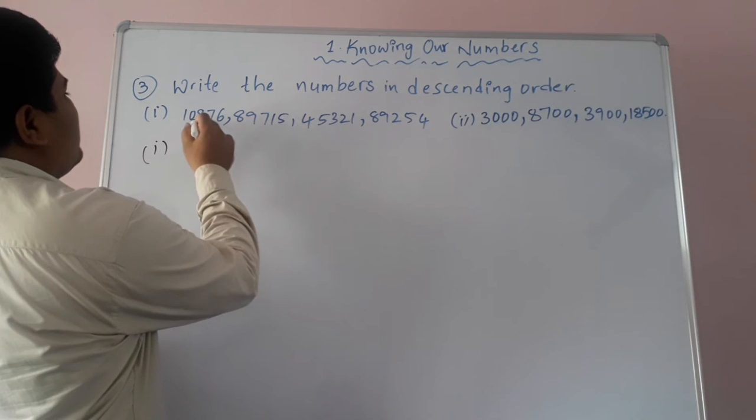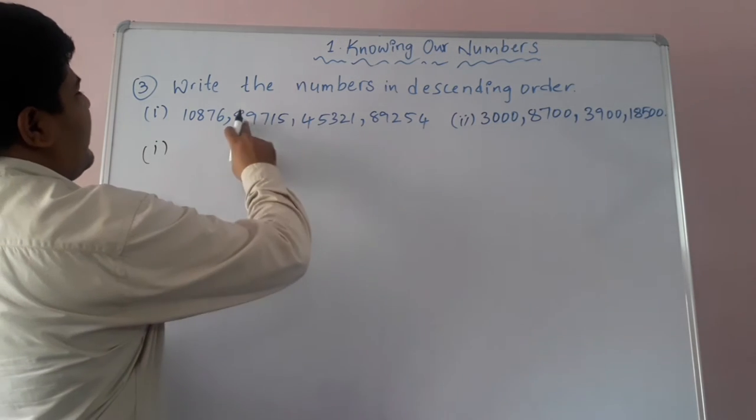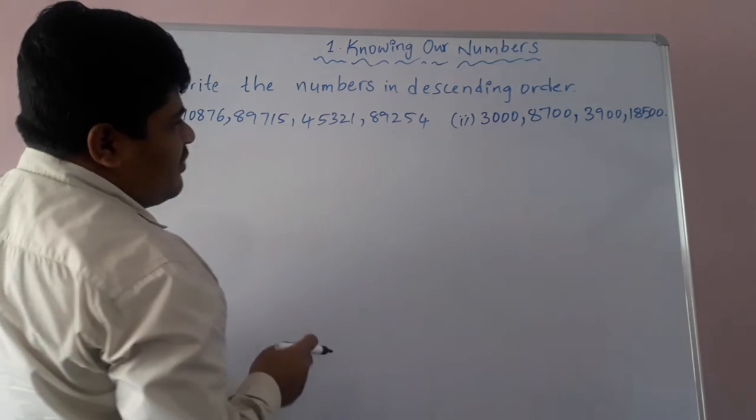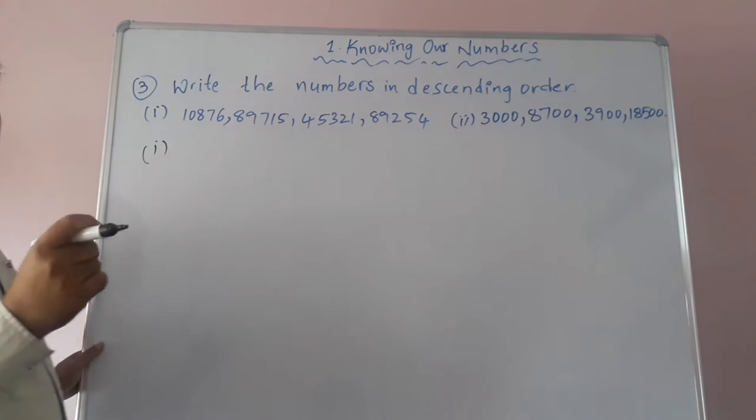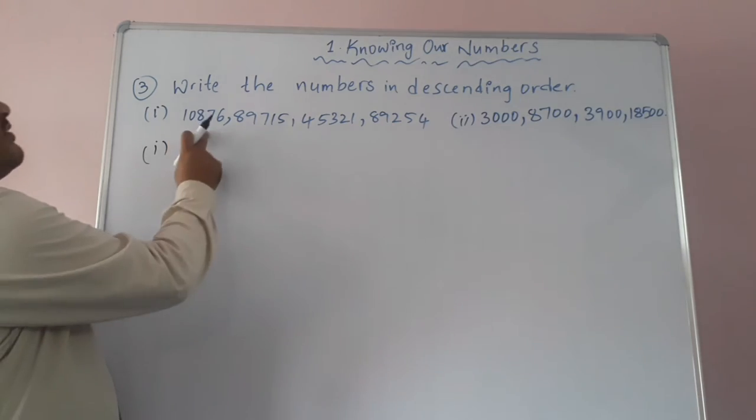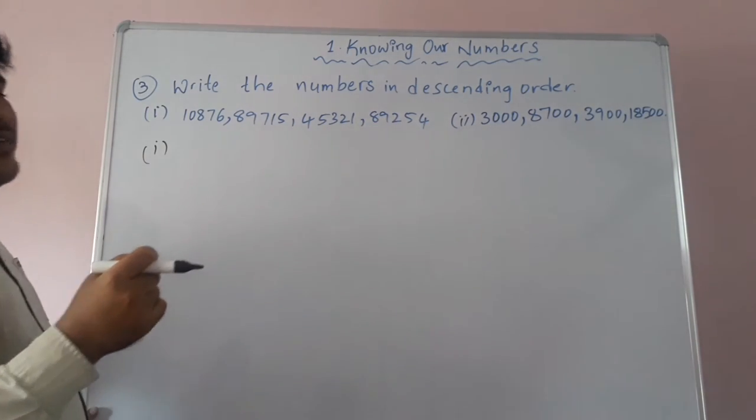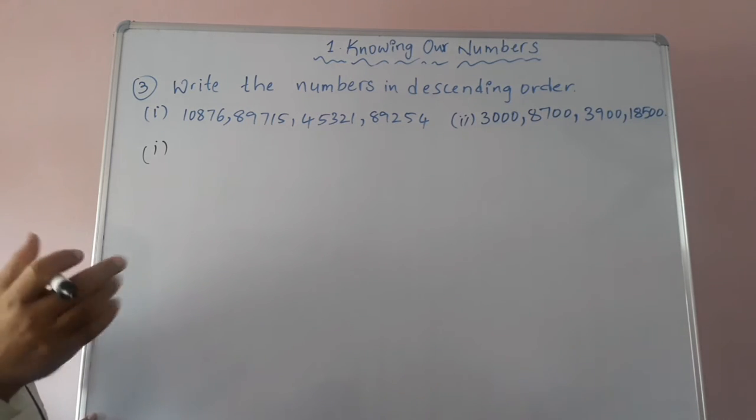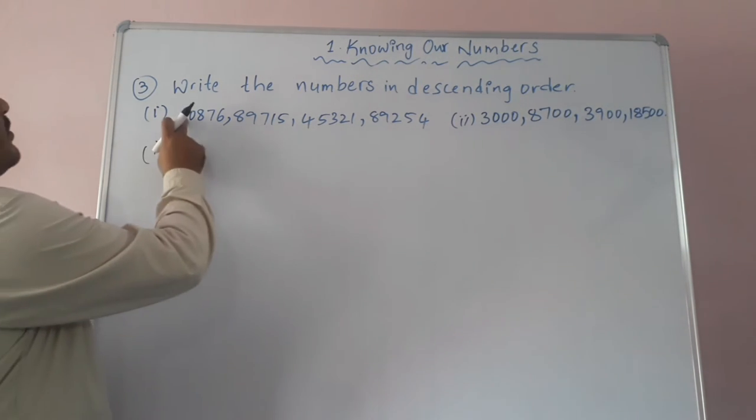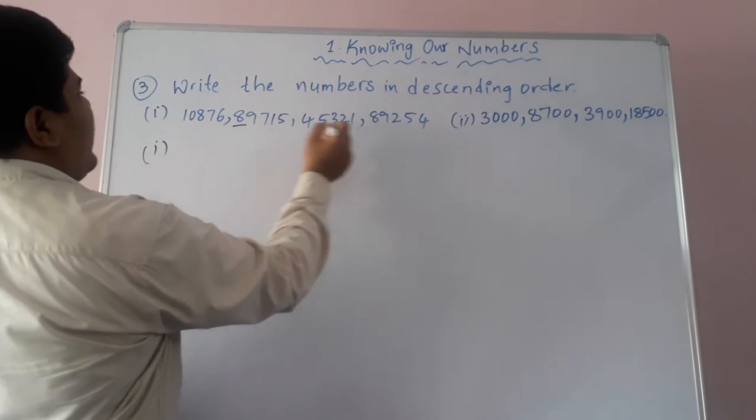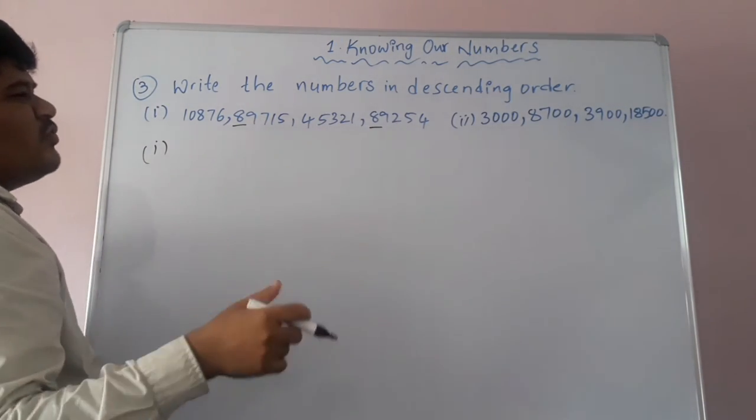So what are the given numbers? 10,876, 89,715, 45,321, 89,254. All these numbers have an equal number of digits, children. 5 digits, 5 digits, 5 digits and 5 digits. So if the number of digits are the same, we have to compare the digits from the beginning. So 1, 8, 4, 8. So two numbers have 8 and 8, children. So obviously these two numbers are big.